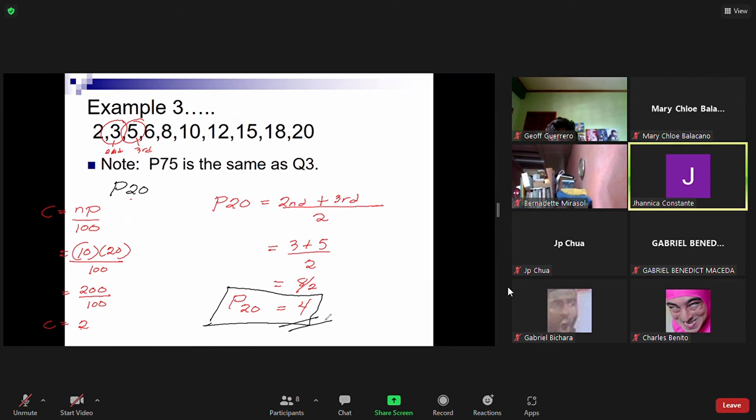So that's how we solve for percentile. If your C is a whole number, get the two positions: the position indicated by the value of your C and the next position to it. Okay? But if you have a decimal, just round it off, and then that's already the location of your percentile.